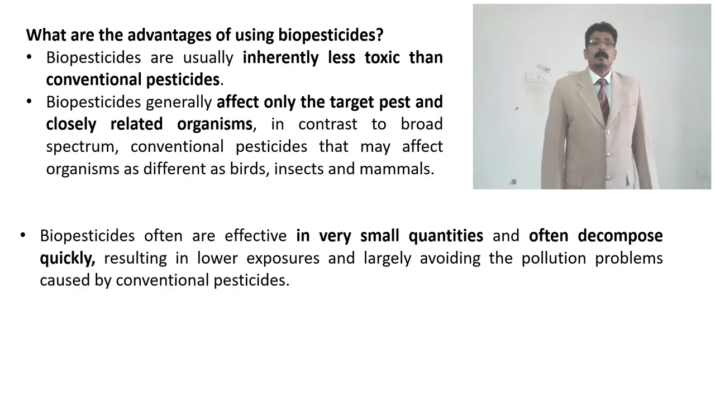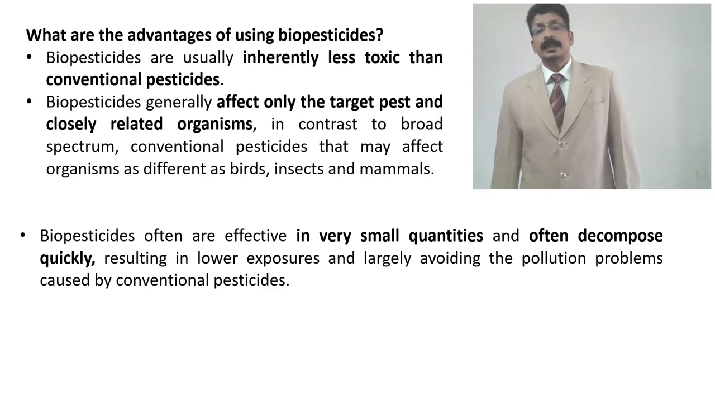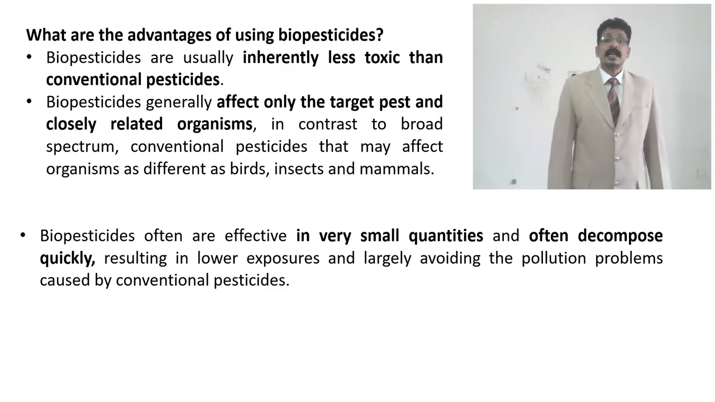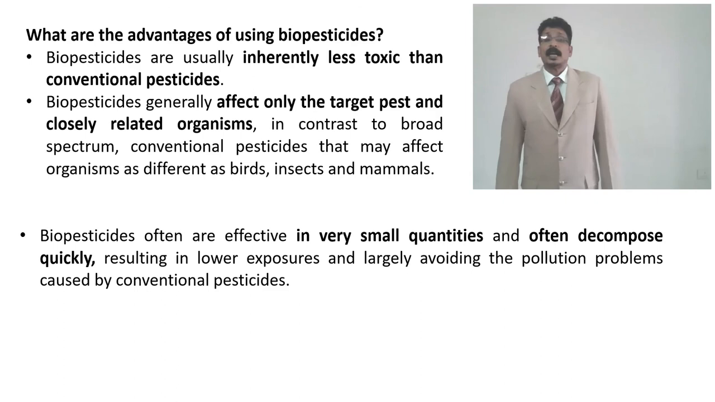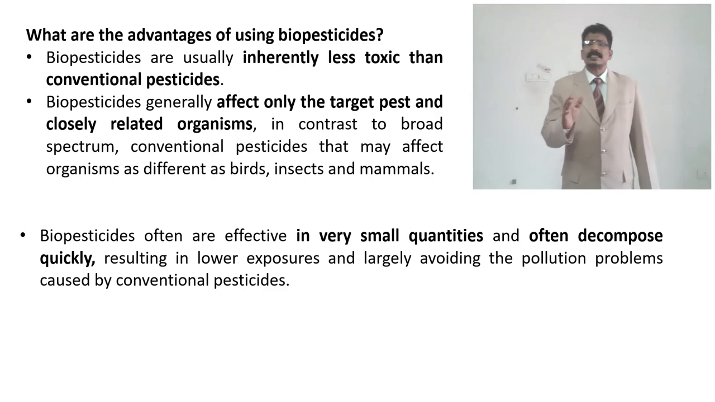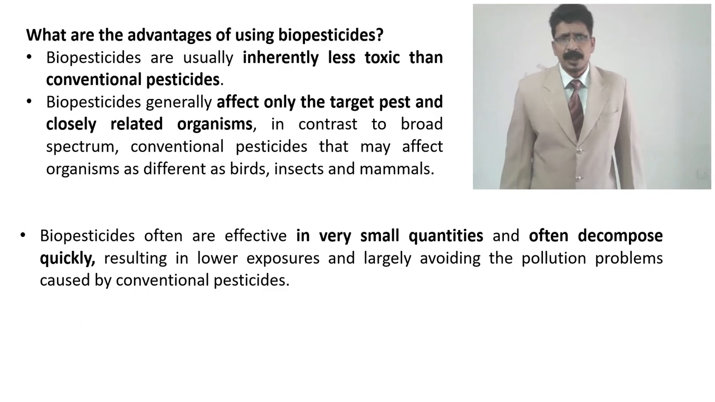Biopesticides often are effective in very small quantities and often decompose quickly, resulting in lower exposures, largely avoiding the pollution problems caused by conventional pesticides. So they are less toxic for environmental pollution. This pollution can be reduced by using biopesticides or natural pesticides.